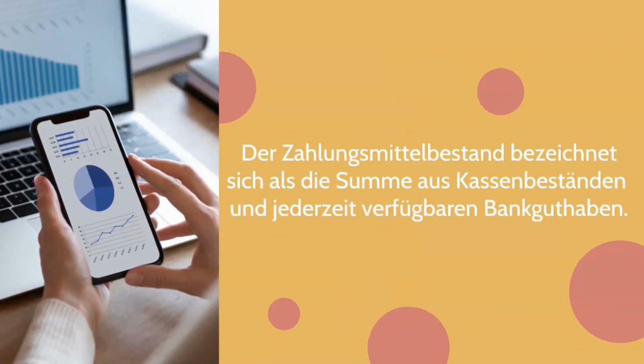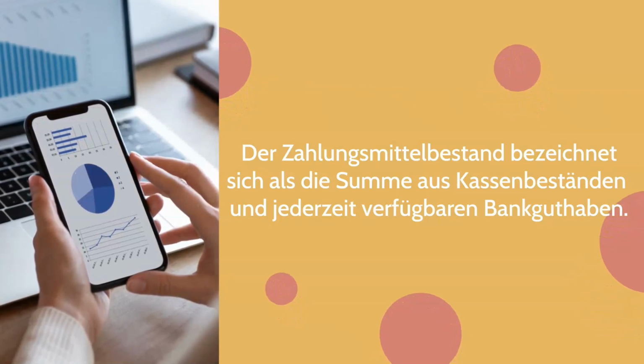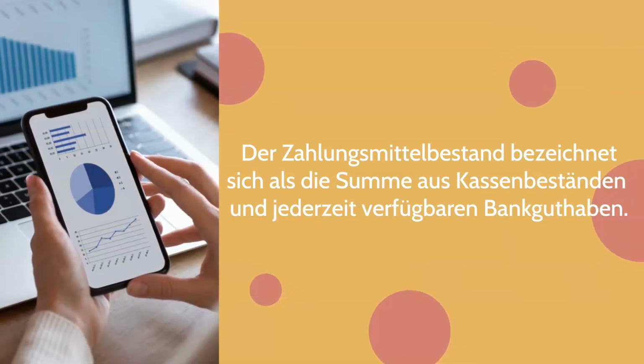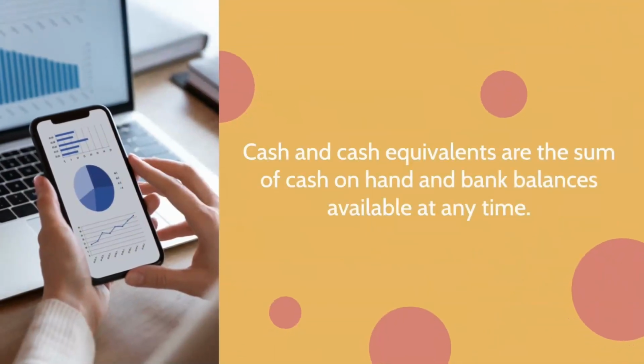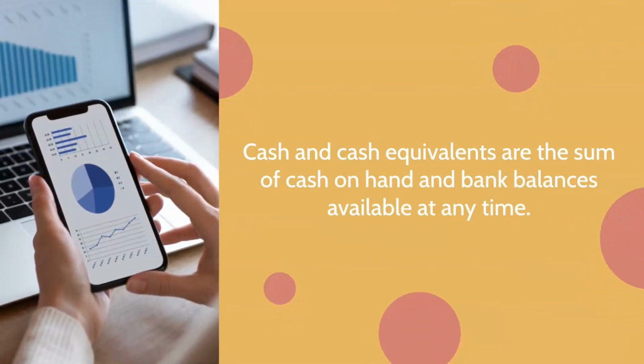Der Zahlungsmittelbestand bezeichnet sich als die Summe aus Kassenbeständen und jederzeit verfügbaren Bankguthaben. Cash and cash equivalents are the sum of cash on hand and bank balances available at any time.